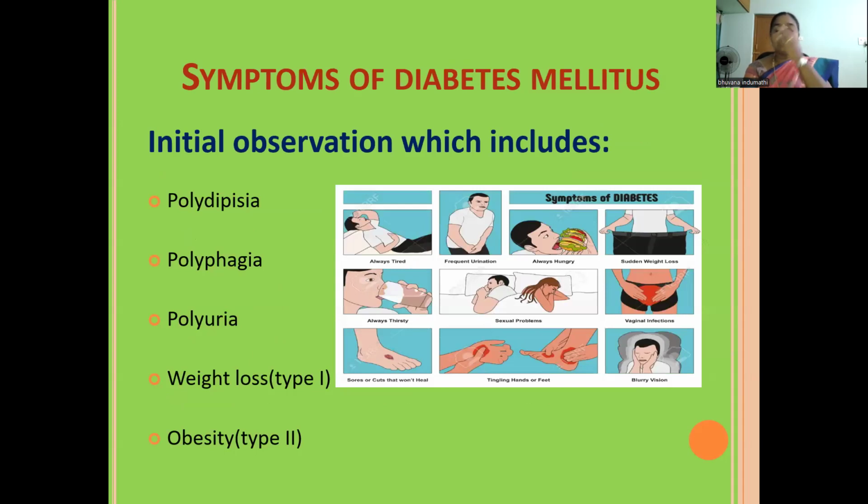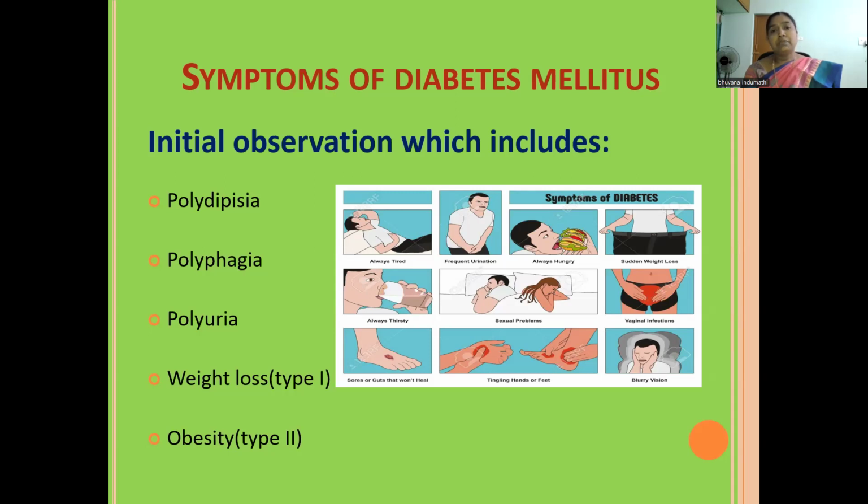You can see this picture showing the symptoms of diabetes mellitus. These are the initial observations, which include polydipsia, polyphagia, polyuria, and unusual weight loss in type 1 diabetes and obesity in type 2 diabetes. So what is polydipsia? Polydipsia is increased thirst. The patient will take in more water, and that is called polydipsia.